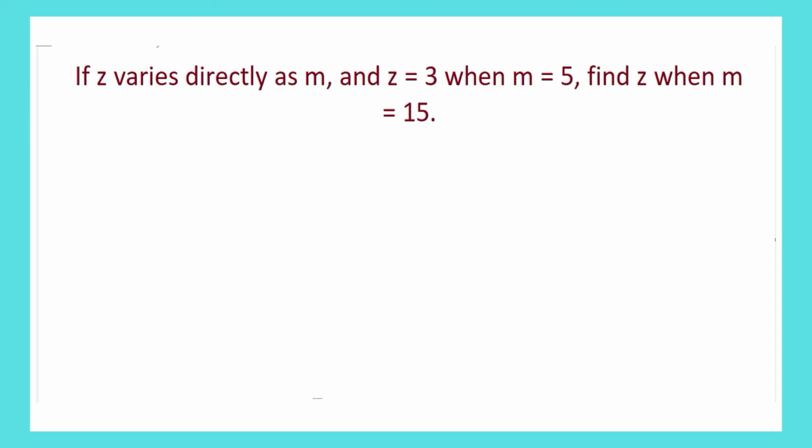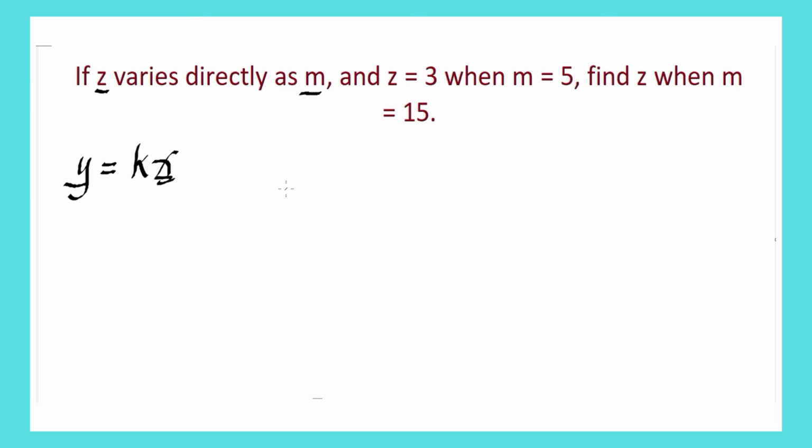If z varies directly as m and z is equal to 3 when m is 5, find z when m is 15. Okay? Now, again, as I told you a while ago, we have a general formula of y is equal to kx. But you cannot find the variable y. You cannot find the variable x here because the given variables that we have here are z and m. So what are you going to do?